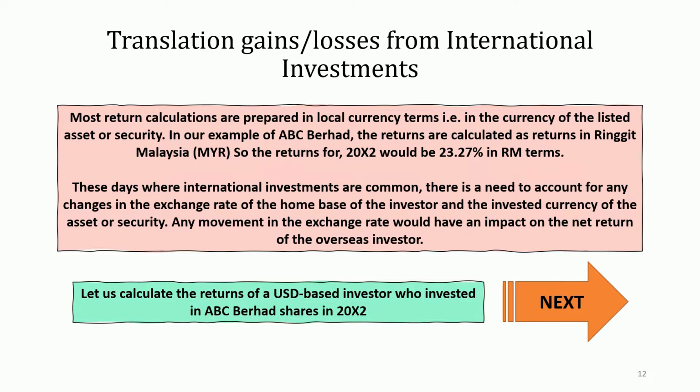Most return calculations are prepared in local currency terms, which are in the currency of the listed asset or security. In our example of ABC Berhad, the returns are calculated as returns in Ringgit Malaysia. So the returns for 20/2 would be 23.27% in Ringgit Malaysia terms.